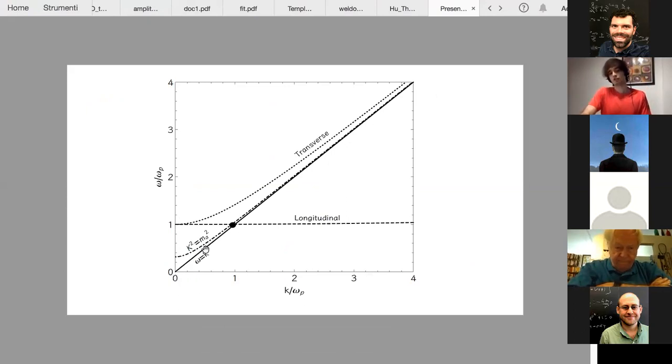And then you notice this is the normal photon straight line, right? The light cone. Then you have the longitudinal mode, because as I told you, in a non-relativistic system, essentially the longitudinal plasmon is just oscillating at a fixed frequency, okay. And then you have the transverse mode, that is this one, okay?